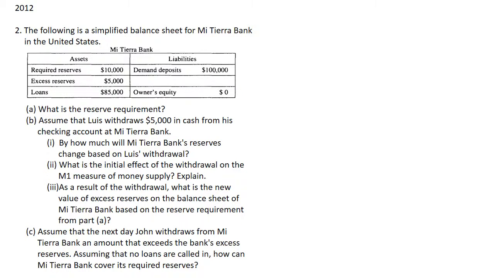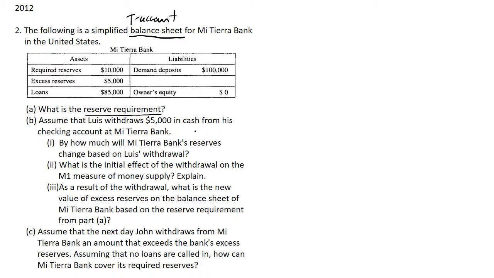Okay, 2012, number 2 now. It says the following is a simplified balance sheet for Mi Tierra Bank in the United States. Guys, remember when they say balance sheet, that's also another way of saying the T account that we saw in class. Part A asks, what is the reserve requirement?